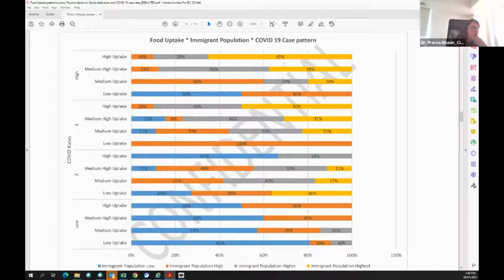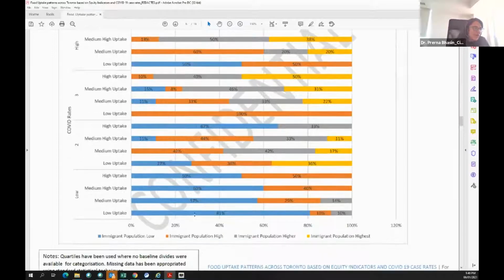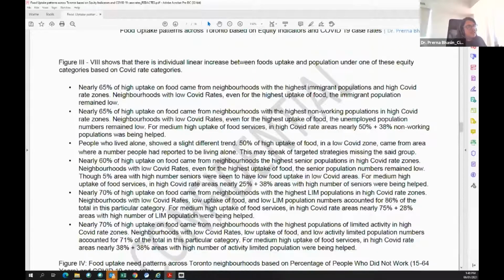So this yellow part needed to be high at that end, and the blue part needed to be lower. Here you're saying that COVID rates were low, and we're not putting in that much resource, so low food uptake as well. And there, these are those 81% neighborhoods where immigrant population is low. All of this was the validation, and these are notes I wrote for a better understanding of what we were saying.